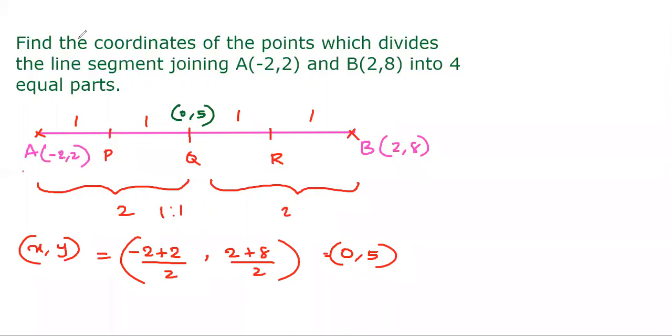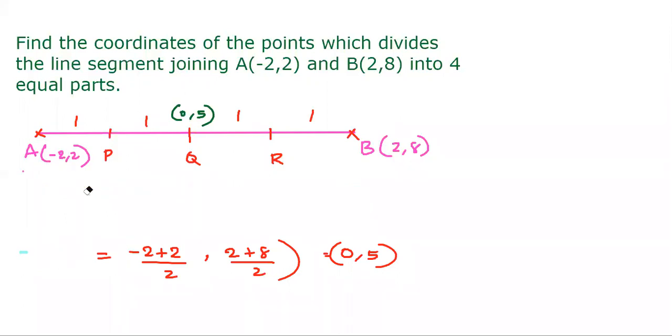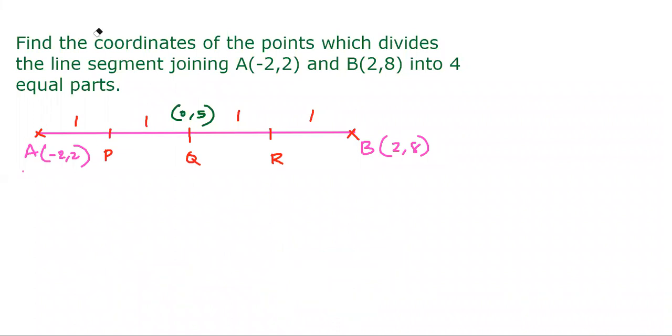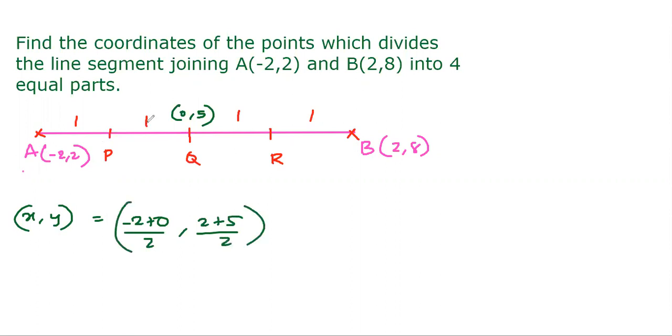Now again look at the question. We can again apply the same midpoint theorem to find P and R. Now consider A and Q. P is the midpoint of AQ here. So if you need to find the coordinates of P, again you can use the midpoint theorem. The coordinates of P, let it be (x, y), will be equal to ((-2 + 0)/2, (2 + 5)/2). It is equal to -2/2, that is -1, and (2 + 5)/2, which is 7/2. So the point P is (-1, 7/2).